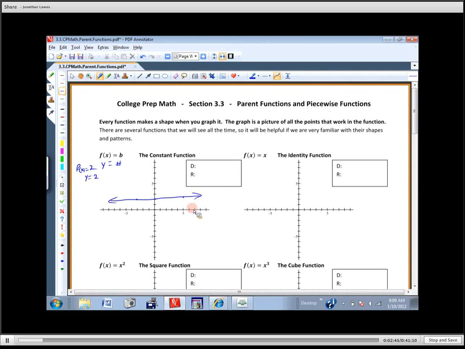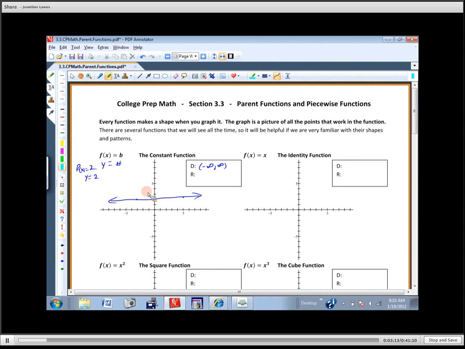So again, no matter where I go on the x-axis, that implies that the domain for this type of function is -infinity to infinity. It's all real numbers. Now on this particular one, what would the range be? Don't write it down, but what would the range be? It would only be 2. Because if I take this graph and squish it onto the y-axis, the only thing that would be covered would just be 2.